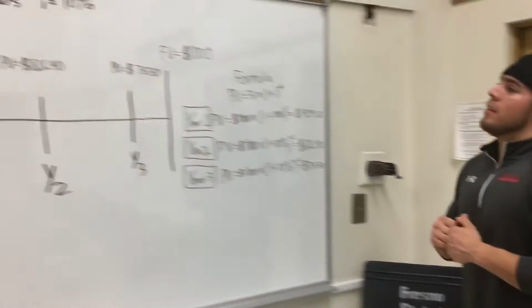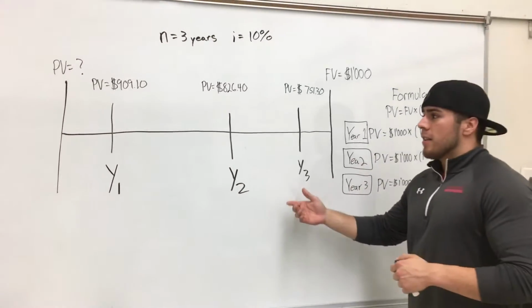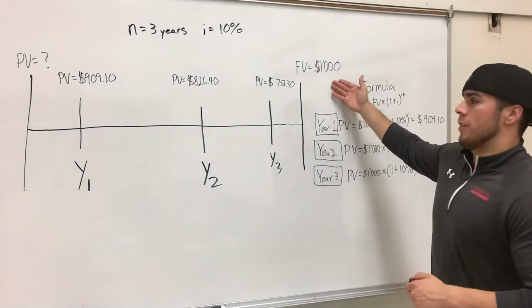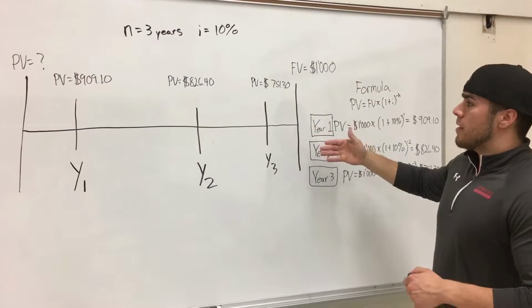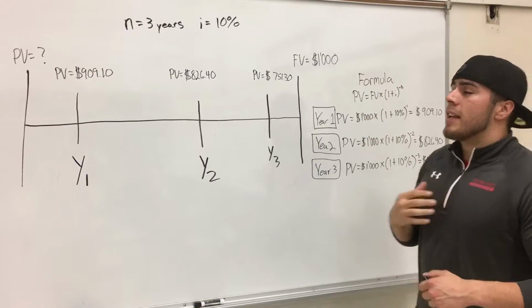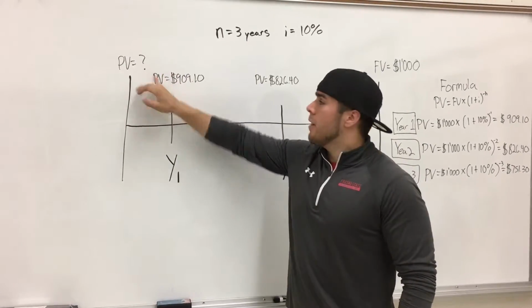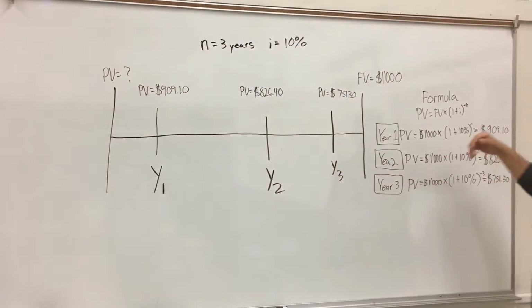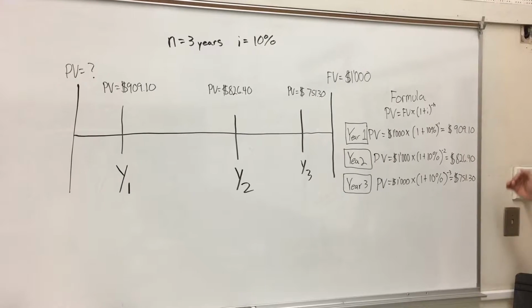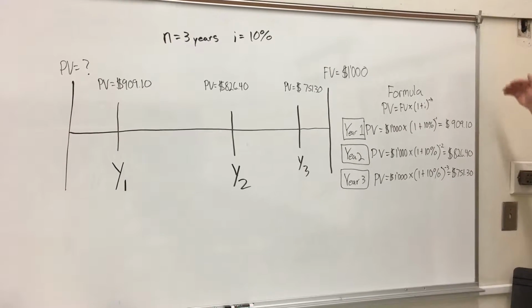So let's say that in 3 years, someone is going to give me $1,000. We know that in 3 years, someone's going to give us $1,000. But let's say I want to find out how much those $1,000 are worth right now, the present value. The present value is discounting the amount of $1,000 instead of earning interest over it.